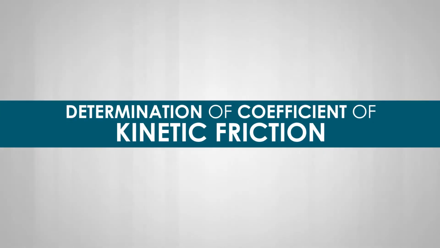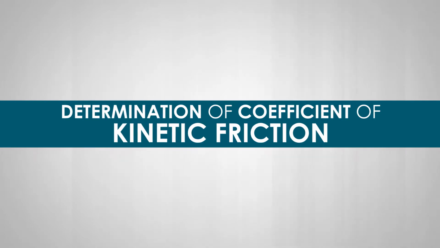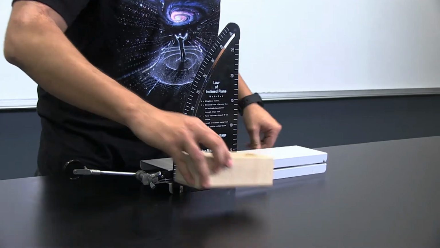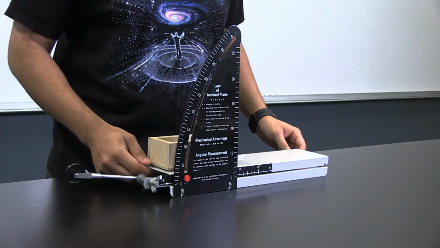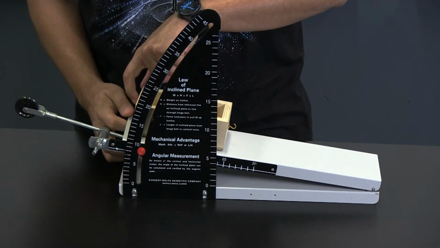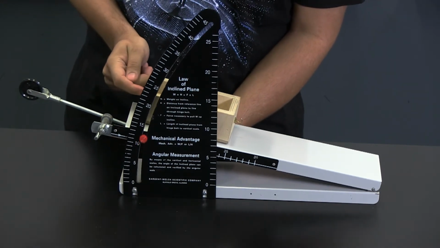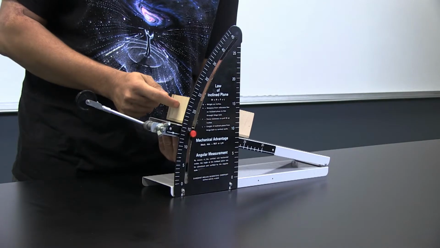Next, we are going to find out the coefficient of kinetic friction between the same two surfaces. The process to find the kinetic friction is similar. We place the box on the incline and slowly tilt the incline until the box slides down the plane. This time, however, as we tilt the incline, we tap the box softly to get it moving.